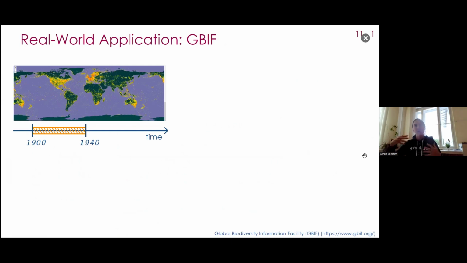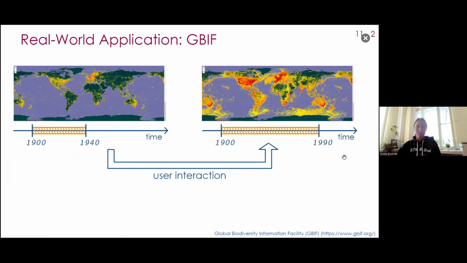So now, knowing what kind of interface we have and what kind of visualization we have, let's look at a real-world application that actually uses this kind of tools. So we have this GBIF database again, and there's the visualization for 1900 to 1940. And after the interaction, the visualization of all data that lies between 1900 and 1990. So here you can see the change in the visualization after the user interaction.